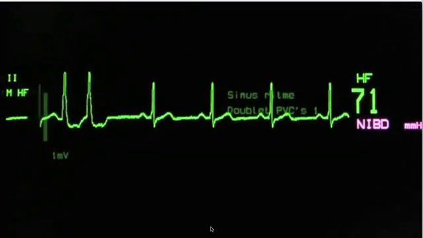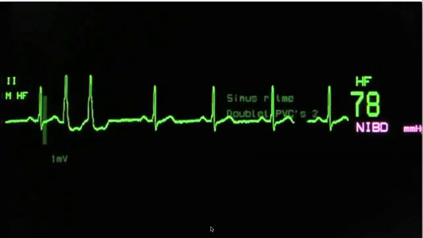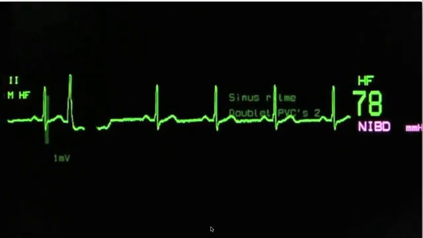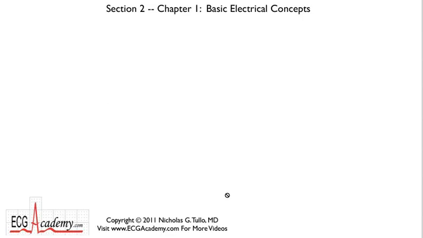Well, this is the electricity that your heart is generating. And in order to read an electrocardiogram, you have to know something about electricity. So that's what this lesson is all about. This lesson has to do with the basic electrical concepts that you really need to know in order to be able to read an electrocardiogram.